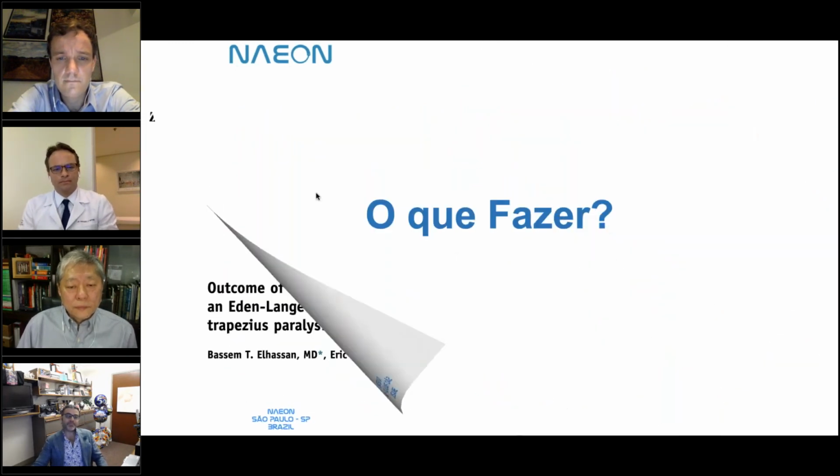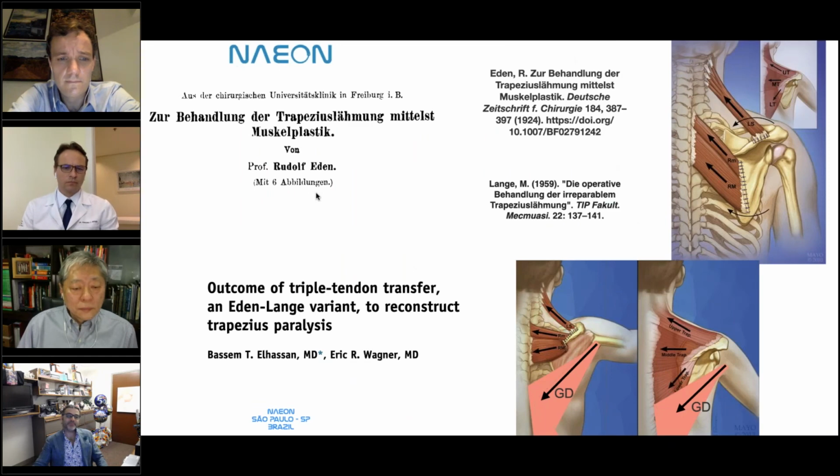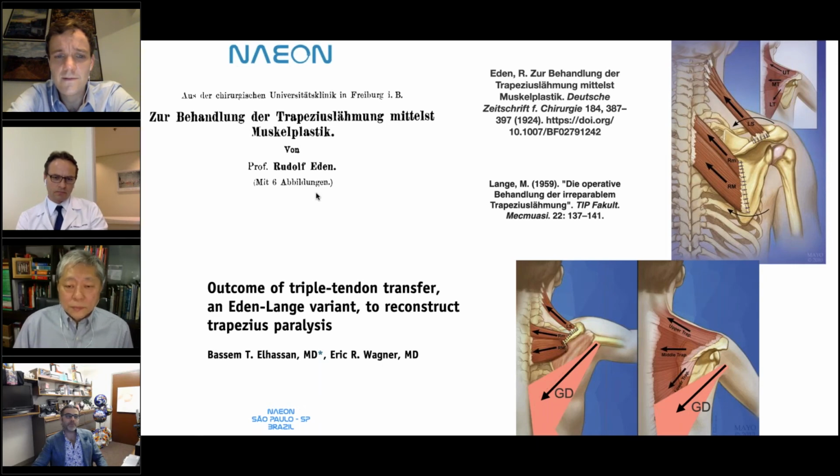Well, we had a very long discussion about it. Some cases come from accessory nerve lesions. There is a very old procedure, the Eden-Lange, and a very new procedure, the Bassen triple transfer, where we transform the rhomboid major into a rotator. But you don't have any action over the latissimus dorsi that remains, bringing the scapula to the medial tilt and down.